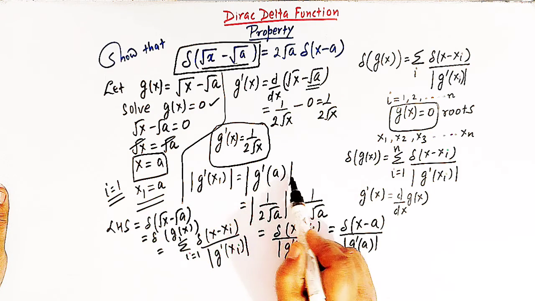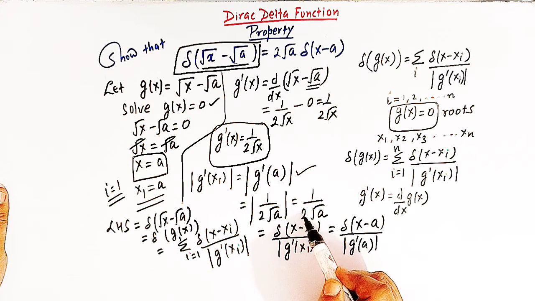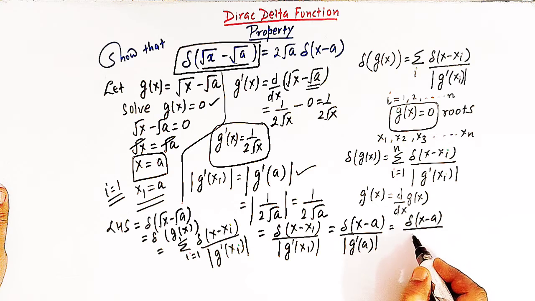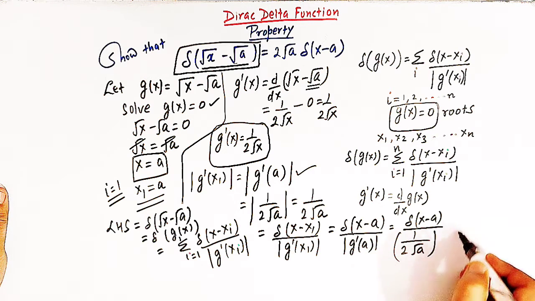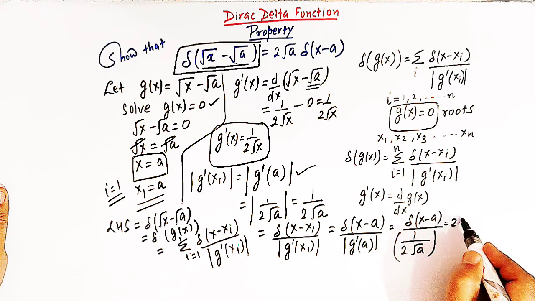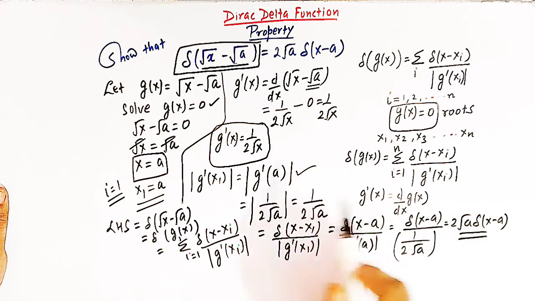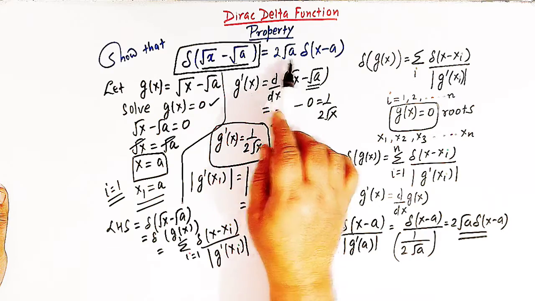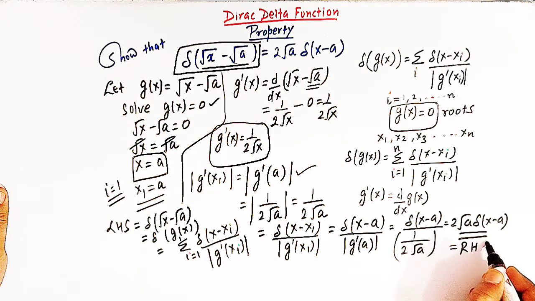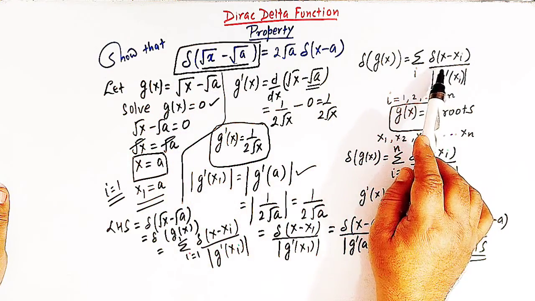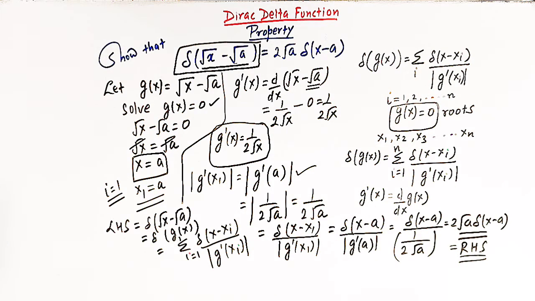And mod of g prime of a is given by 1 over 2 times square root of a. So we have delta of x minus a divided by 1 over 2 times square root of a. Now taking 2 times the square root of a to the numerator, we have 2 times the square root of a delta of x minus a. So here we have got the right hand side. This is how we can prove this property with the help of this important property of the Dirac delta function.